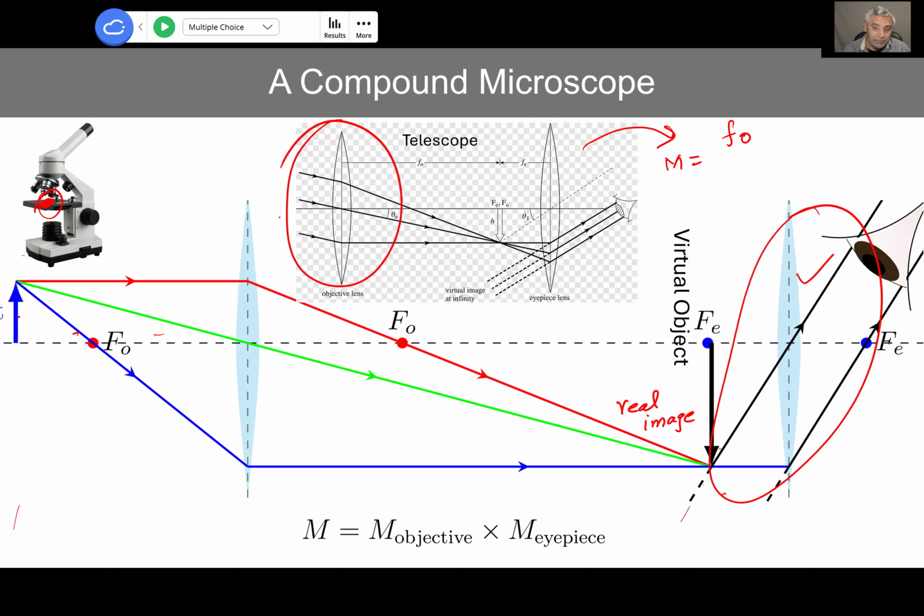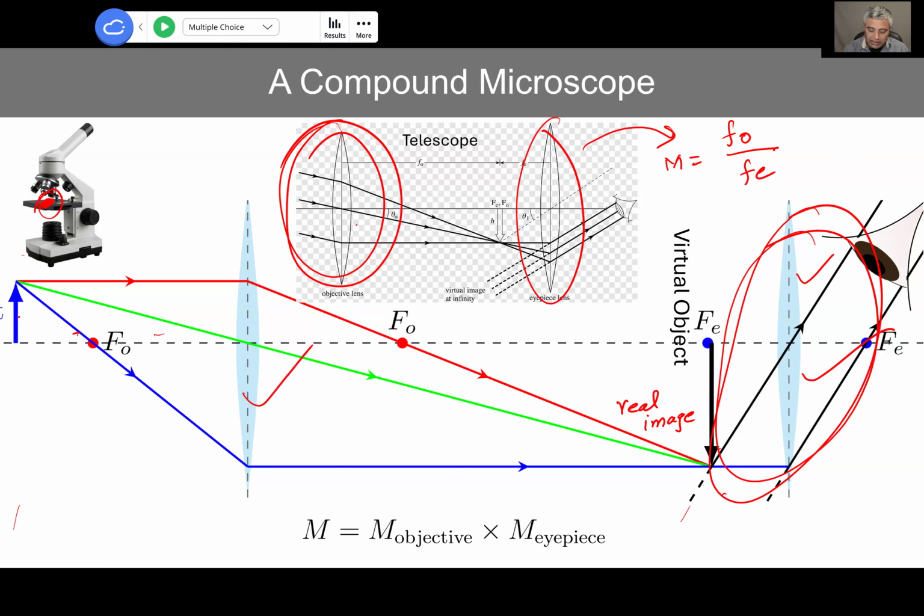Often the objective has a longer focal length, divided by this one, which is just like a magnifying glass, the eyepiece. So the magnifying glass and eyepiece have shorter focal length, but in this case the objective has longer. So we can write this magnification like this, and these equations are derived just like we did for the magnifying glass, but in this case you have to look at two lenses.